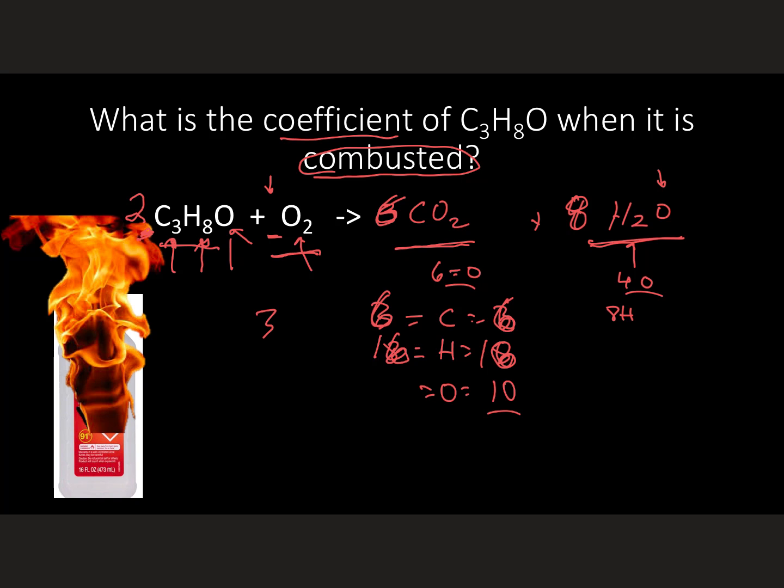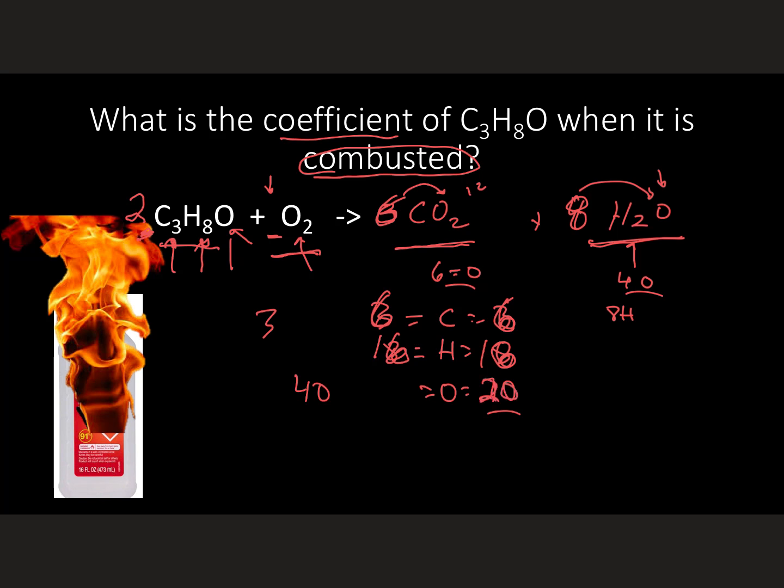And then on the left side, we have 2, 4 oxygens over here. And now on the right side, we have 6 times 2, so that's 12, and then 8. So we've got 20 now on this side, right? So all those numbers just doubled.